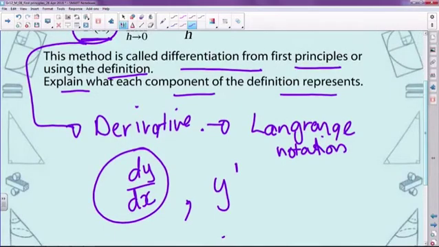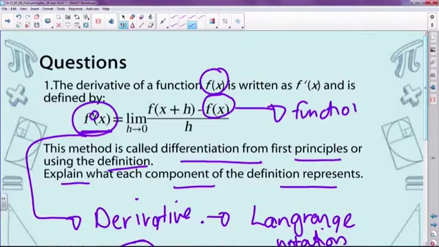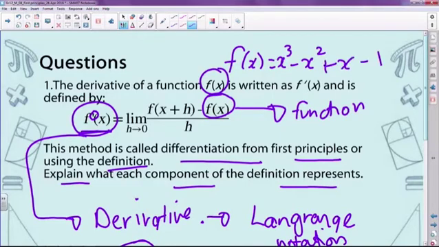Now, f of x is something you're very familiar with because you've been working with it for a long time now. f of x is the function that you are dealing with. That just tells you what the name of the function is. So for example, we could have f of x is equal to x cubed minus x squared plus x minus 1. That would be an example of a function.